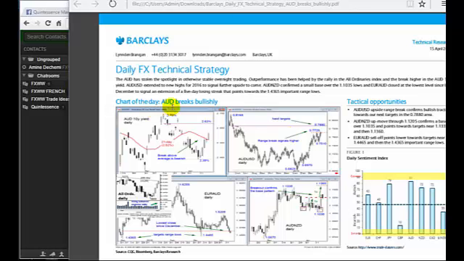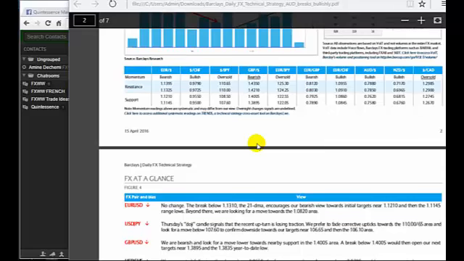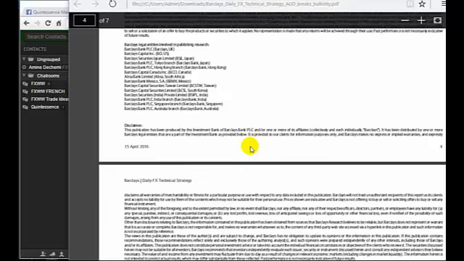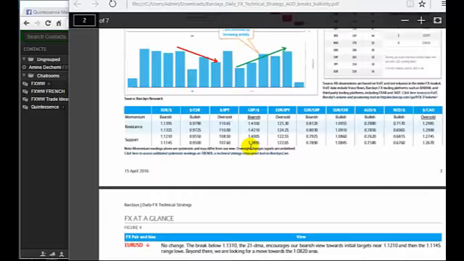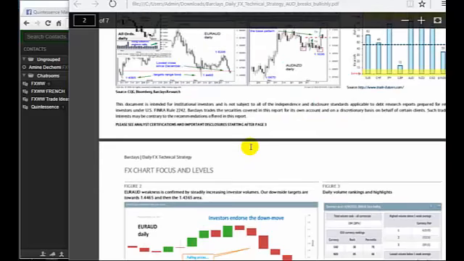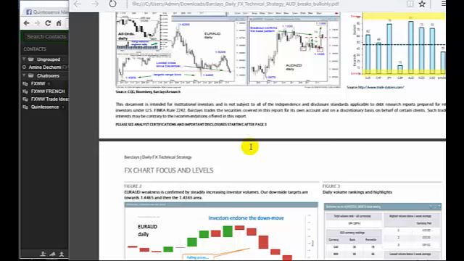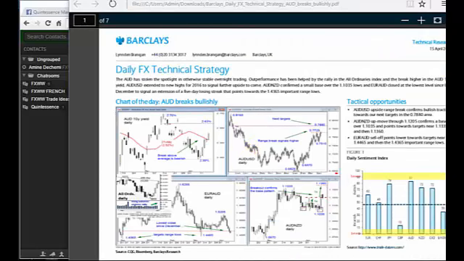So chart of the day, AUD breaks bullishly. As you could see, it broke out of here and it gave a target and also a stop underneath. So this is how consistent these reports are. And these are reports that are overseen by the big investor, the big bank reports and prop traders, which can help you. Either you can simply take the trade, or you can study all the reports and say, okay, I feel confident about this analysis, I'm ready to take the trade.